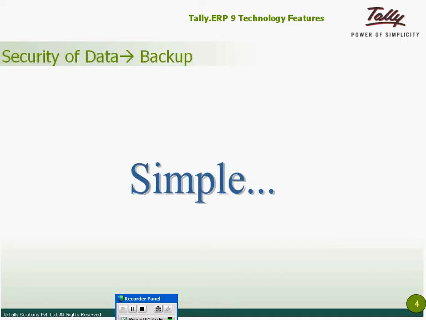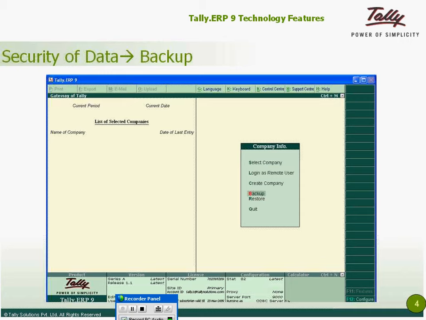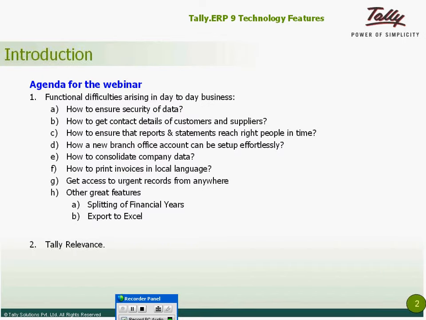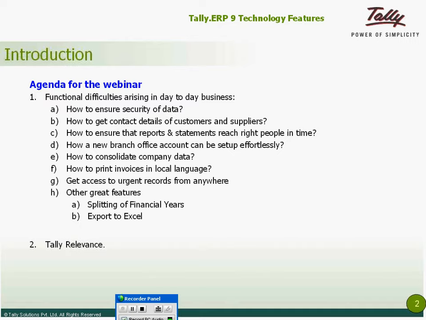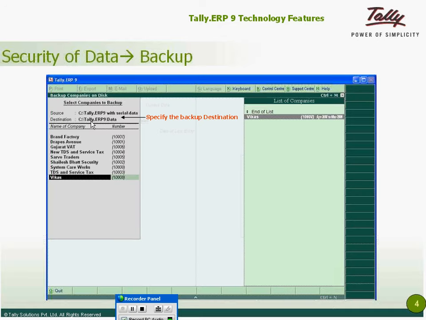It's simple. From the gateway of Tally, select the option Backup and hit Enter here. Once you hit Enter, you will get the list of select companies to backup. On the top, Tally will ask you for the source from where the data needs to be backed up. In the destination here, you need to specify the location where you wish to store the backup. But currently, what we have done is we have put the destination as our Tally.ERP 9 data directory path. However, you can also put A drive as a destination to take the backup on the floppy. If you have a USB drive, you can specify the destination as your USB drive.